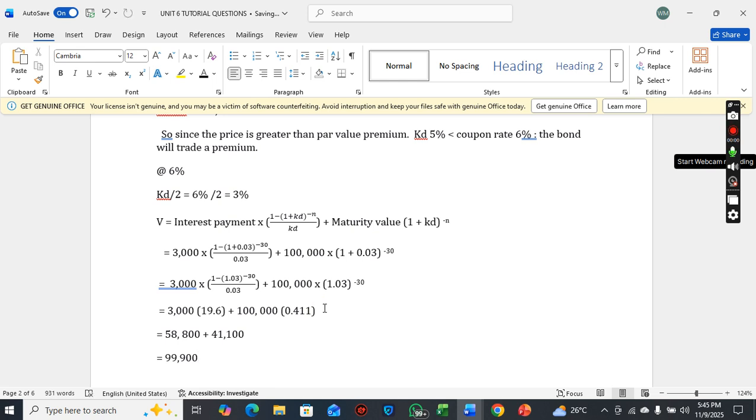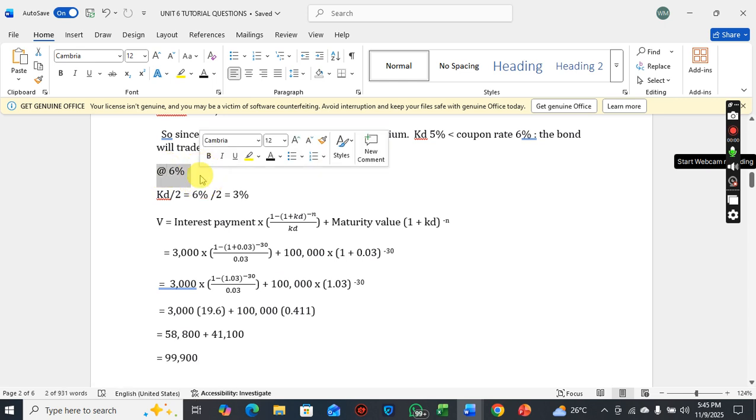at least the same amount or very close to 100,000. Okay, because when the cost of debt and the coupon rate are the same, the bond is usually trading at par, where the cost of debt and the interest rate are the same. Okay.